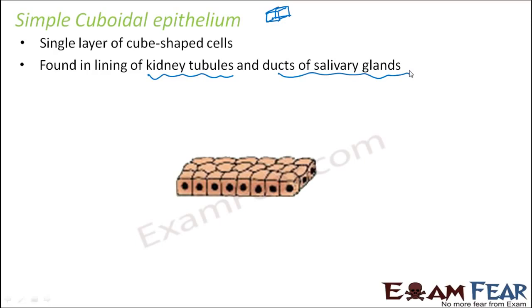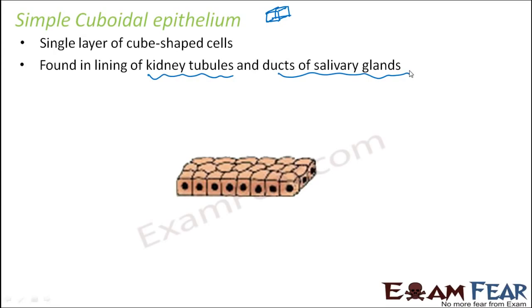What are glands as such? Glands are those organs of the body which secrete something, right? Which secrete hormones, which secrete enzymes. So they are generally glands. If it is found in the ducts of salivary glands, it has something to do with secretion. Correct? Again, they are also found in the kidney tubules.